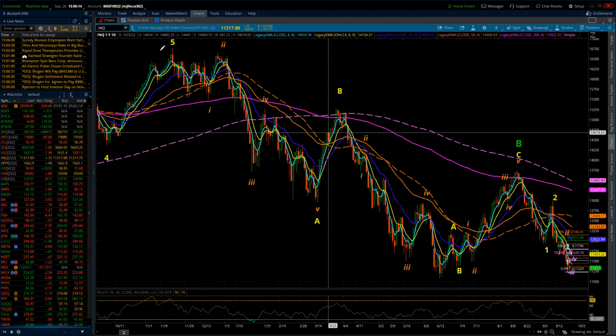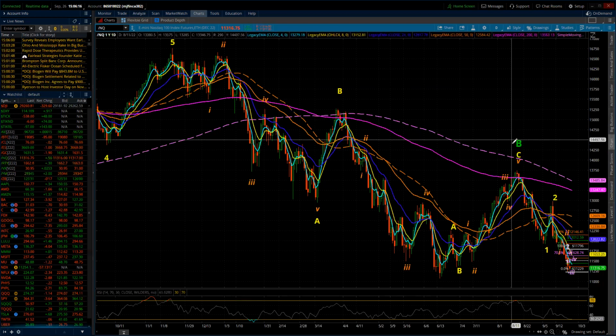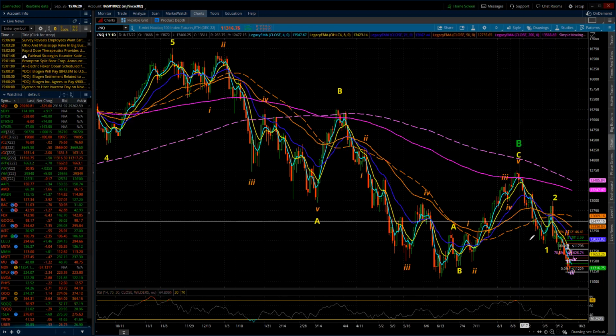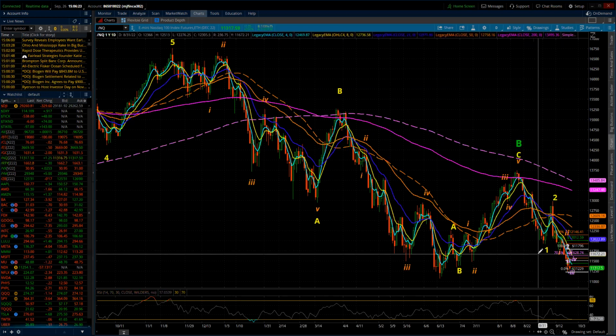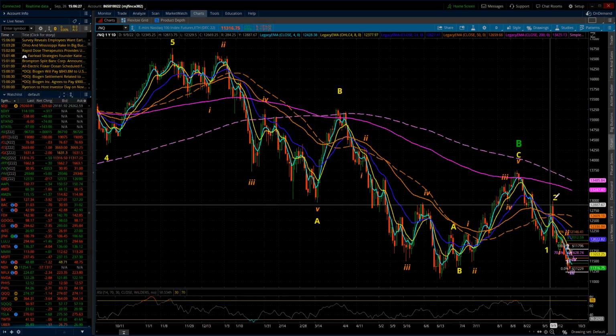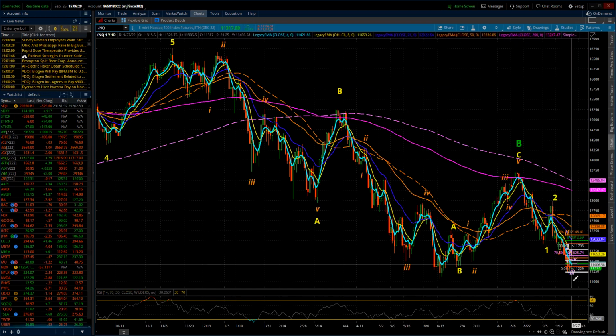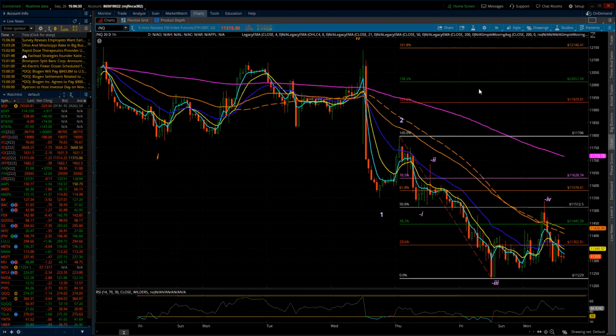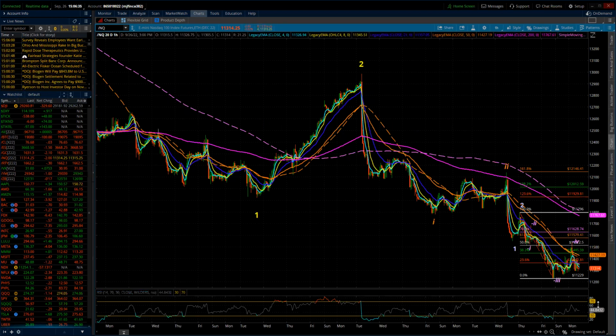We can see coming off, here we have A and B. Now we're coming down in a C wave, primary C wave. And that's going to consist of 5 waves of intermediate degree, of which we've completed intermediate 1 and 2. So we're inside intermediate wave 3. And then I'm going to bring it back down to that hourly chart.